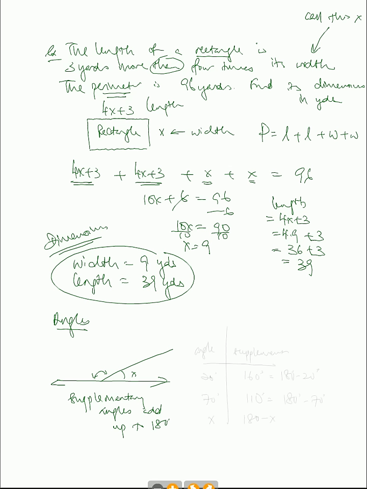So if x is 20, so if one angle is 20, let's think like this. This is my angle and that's my supplement, right? If one angle is 20 degrees, how would I find the other angle? Basically I'm asking you which angle will add to 20 and make it 180. You will see that the answer is 160, right?